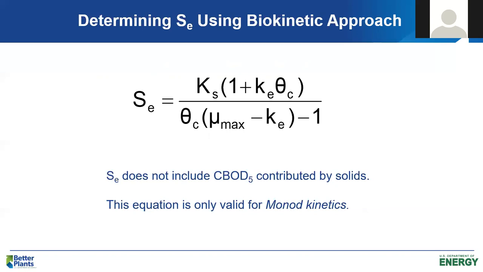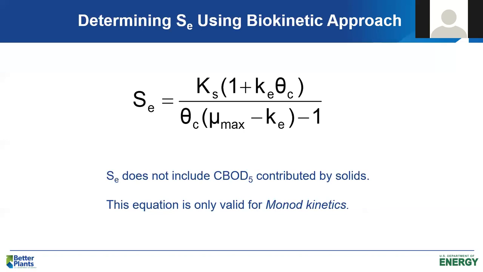Now we have theta sub C in the numerator, but there it's multiplied by K sub B. The typical value for K sub B is 0.1. So 0.1 times theta sub C is a very small value, and it has a minor impact on the calculation of S sub B. But the key role of theta sub C is in the denominator. So the soluble CBOD5 concentration of the effluent is inversely proportional to theta sub C. As we increase theta sub C, the soluble CBOD5 concentration of the effluent will decrease. That's a good thing. We should get our best effluent quality at longer sludge ages.